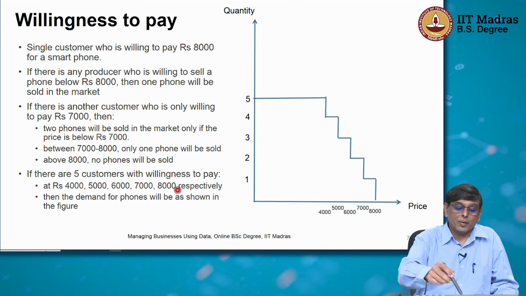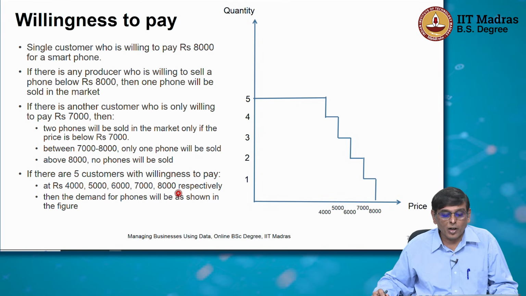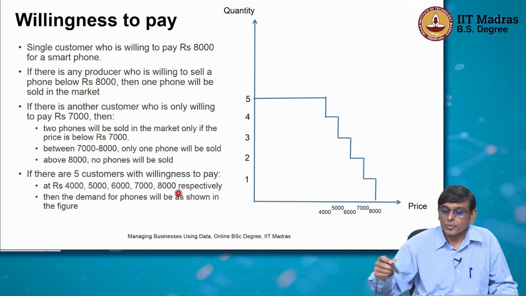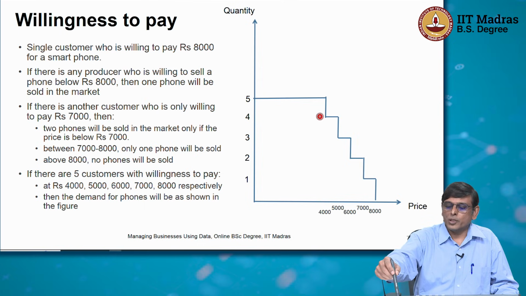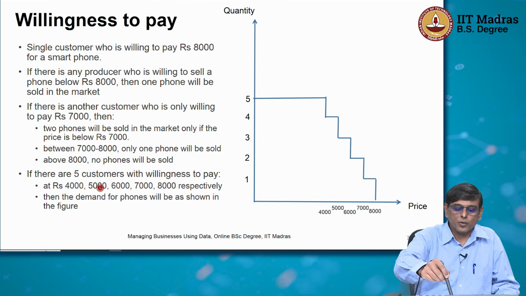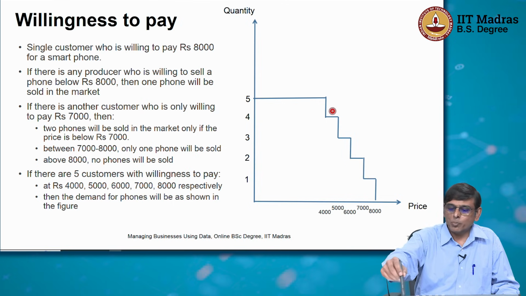I mean, basically there is only one customer of each type. So if it is less than 4,000 rupees, I will have 5 customers. Between 4 and 5,000 rupees, sorry, if it is between 4 and 5,000 rupees, the fellow who is willing to pay only up to 4,000 rupees will drop out. So one person drops out here and we get 4 customers.